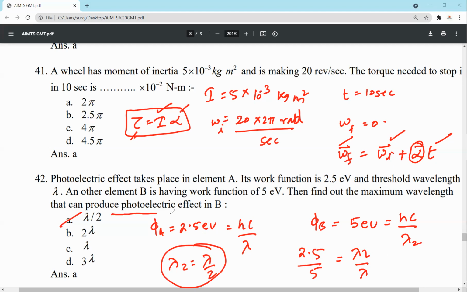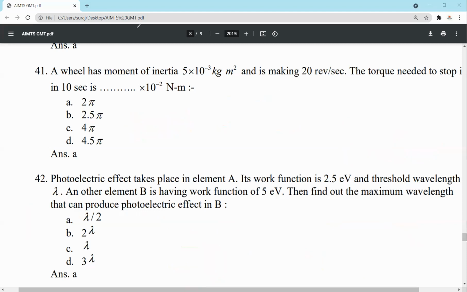To produce the photoelectric effect, that means KE max can be 0 also, right? KE max can be 0. Just this h nu needs to eject the electron. That's all. Now question number 43.